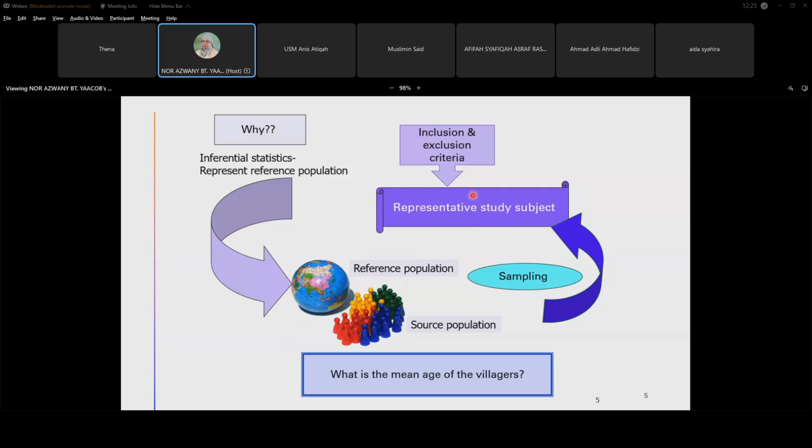Inclusion and exclusion criteria and so on. So that is the same thing. Yeah, so you have to go back to your presentation and the report that you get from the previous students, then you get these examples. For example, you want to see the mean age of the villagers. You only have this subject, but later on you want to say the mean age for the reference population. Okay, so that is inferential statistics.